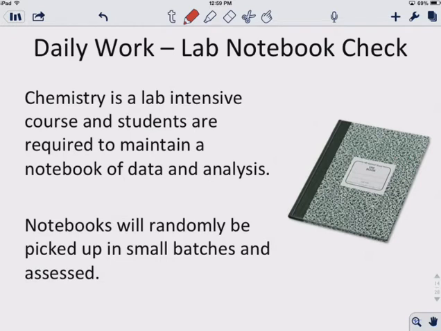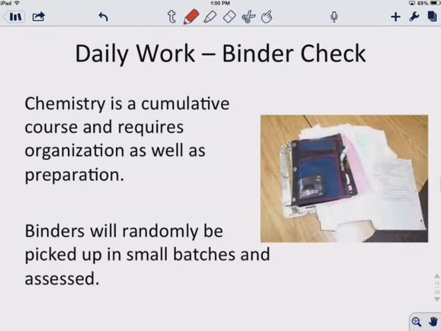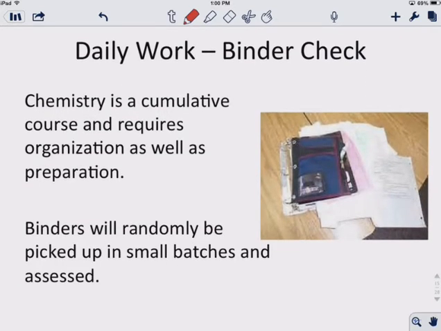Of course, chemistry is a lab-intensive course, and we will require you to maintain a notebook of data and analysis as we start working in the lab. These notebooks will be randomly picked up in small batches, and grades will be assigned, and those batches will come from your groups. You're also required to keep a binder check to help ensure that you stay organized. Just like the composition book, the notebooks, we will be picking up binders in small batches and assessing those periodically.